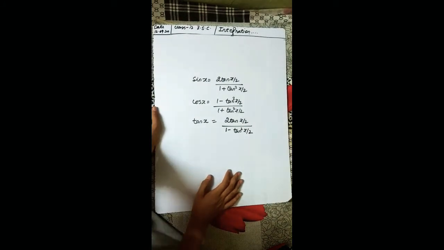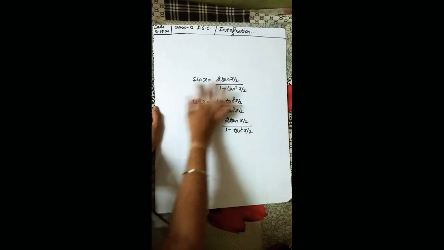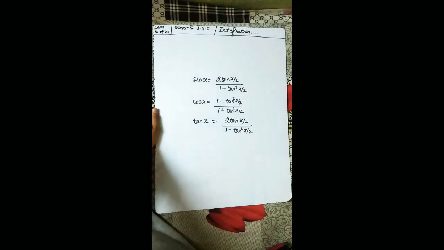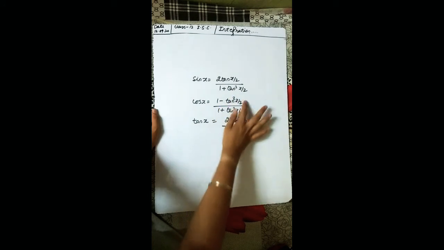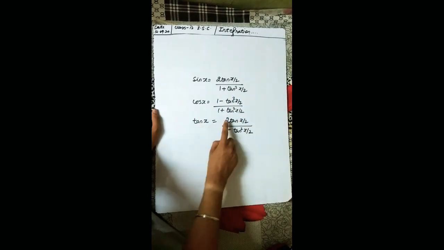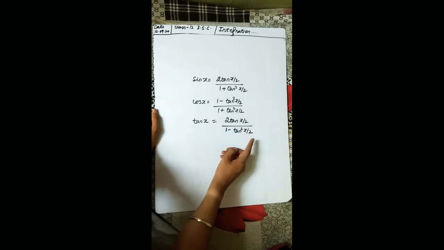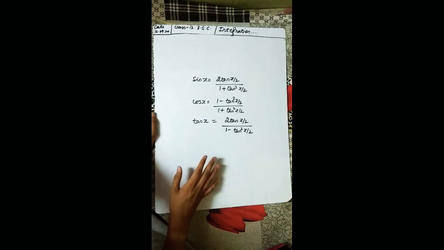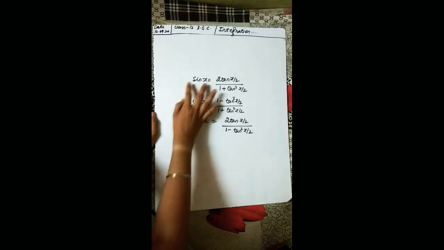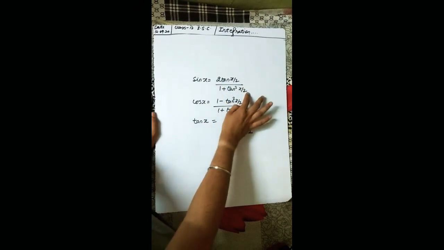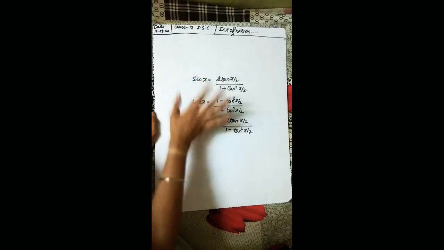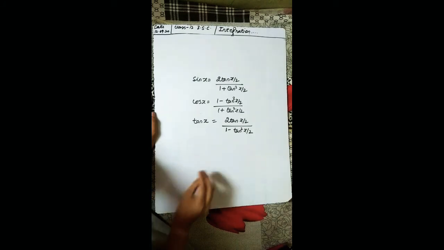Before starting the questions, I just want you to recall the trigonometric formulas which I've written here. Sin x is 2 tan x by 2 upon 1 plus tan square x by 2. Cos x is 1 minus tan square x by 2 upon 1 plus tan square x by 2, and tan x can be written as 2 tan x by 2 upon 1 minus tan square x by 2. We have seen these formulas in 11th class in the submultiple angles of trigonometric functions, that is, sin 2 theta is 2 tan theta upon 1 plus tan square theta. So similarly sin x will be 2 tan x by 2 upon 1 plus tan square x by 2, and likewise for cos and tan. Just keep this in mind because we are going to use this in the question.